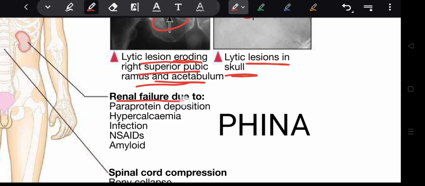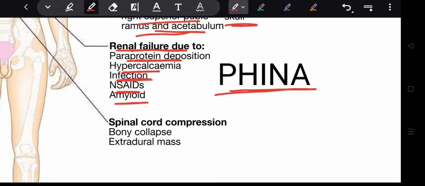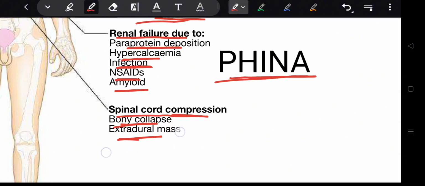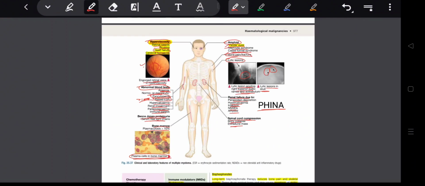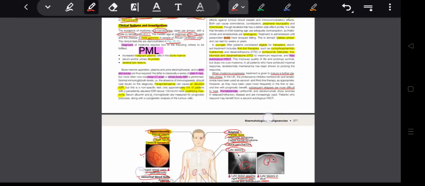Renal failure, the mnemonic is PINA: P for paraprotein deposition, I for infection, N for nephrotoxic drugs, and A for hypercalcemia and amyloidosis. Spinal cord compression is due to bony collapse and extradural mass. This is the clinical features in multiple myeloma.